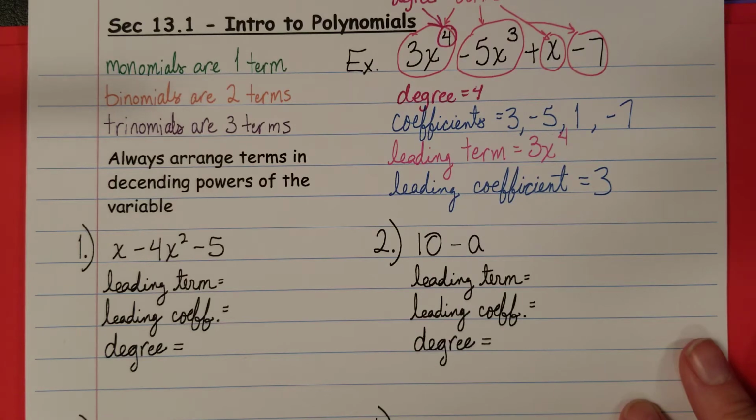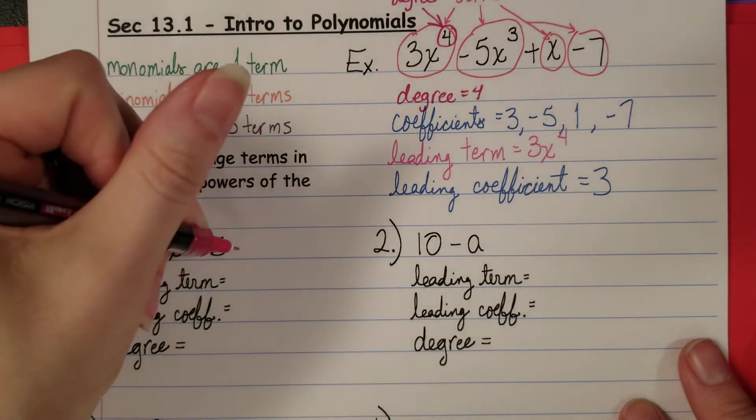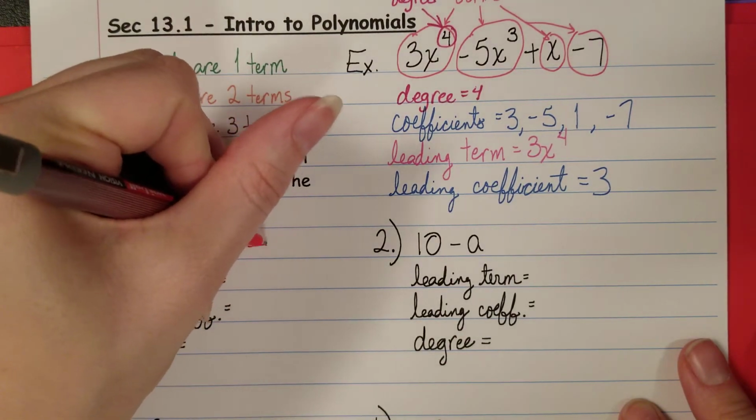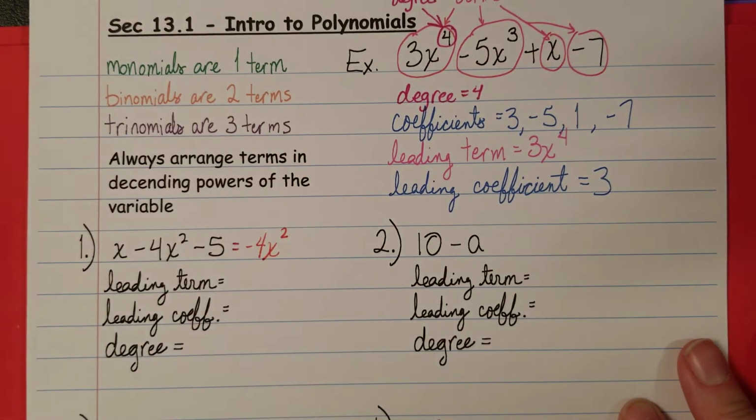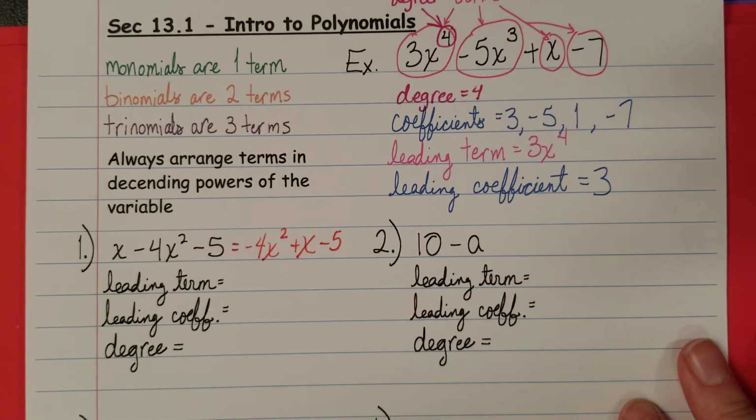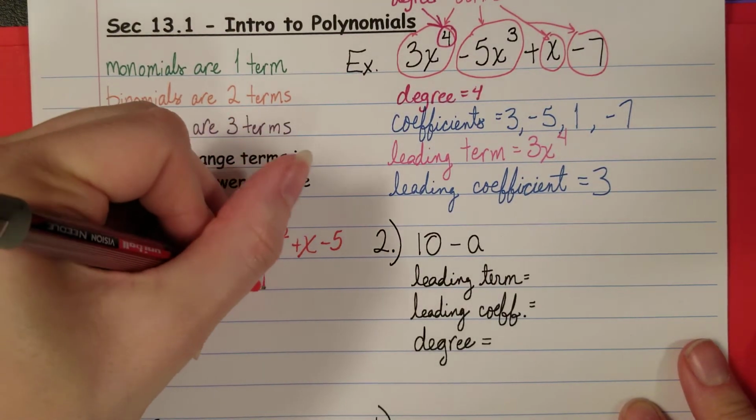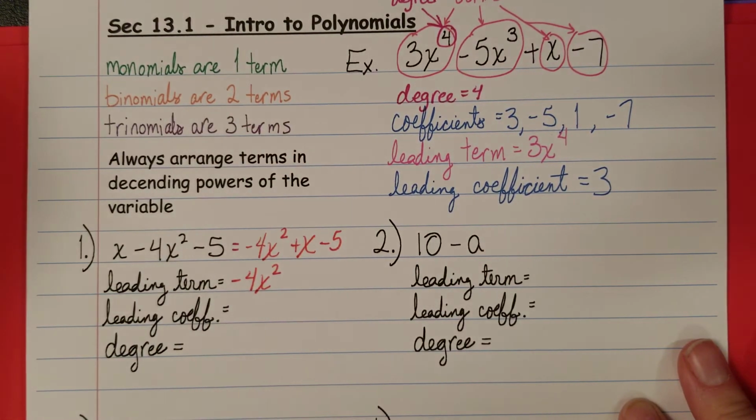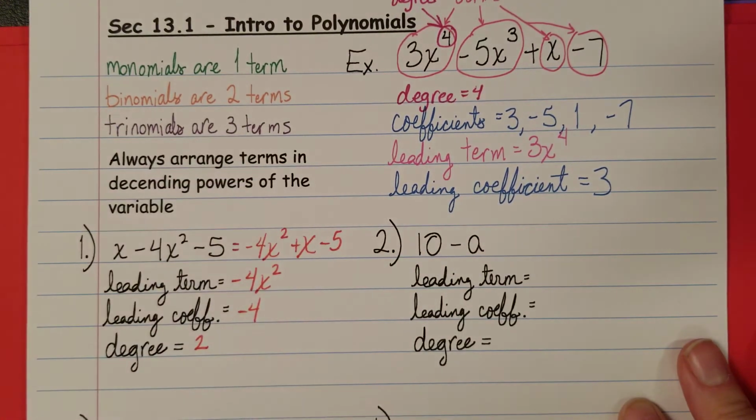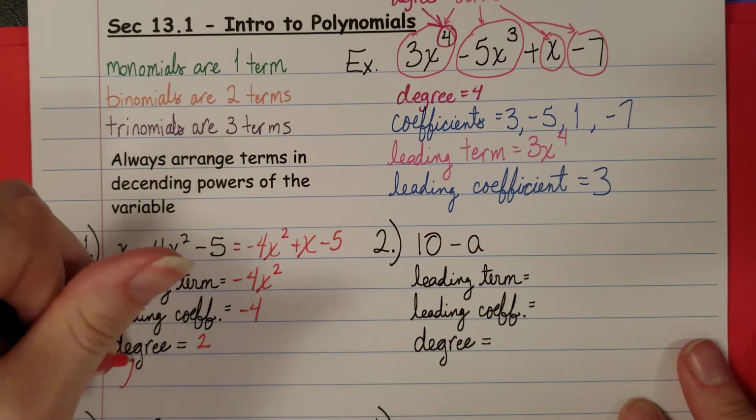All right. So for number 1, the first thing I want to do is put my terms in order. So it would be negative 4x squared plus x minus 5. So then we can see that the leading term is negative 4x squared. The leading coefficient is negative 4. And the degree is 2, and that would be classified as a trinomial.